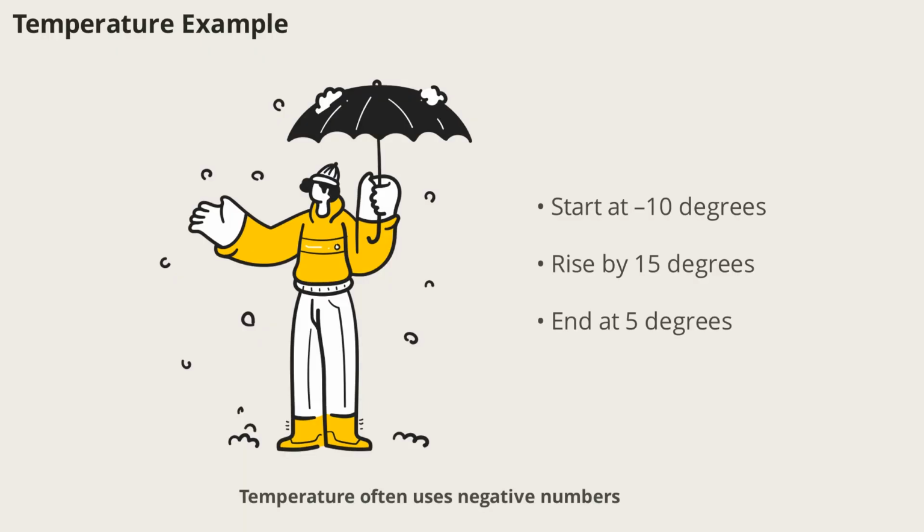Temperature often uses negative numbers. If it's -10 degrees outside and the temperature rises by 15 degrees, what's the new temperature? Start at -10 and move 15 spaces to the right on the number line. You'll land at 5 degrees. This example shows how changes in temperature can cross from negative to positive.